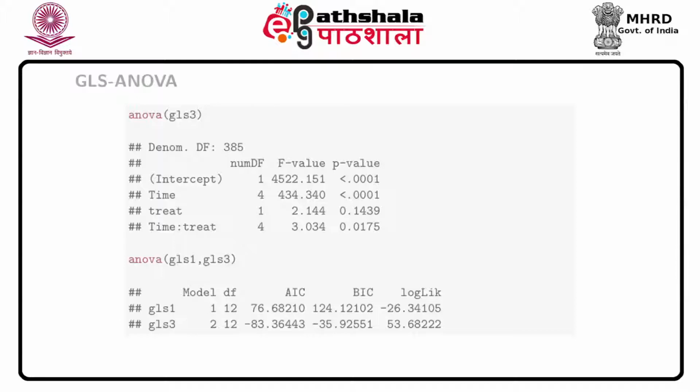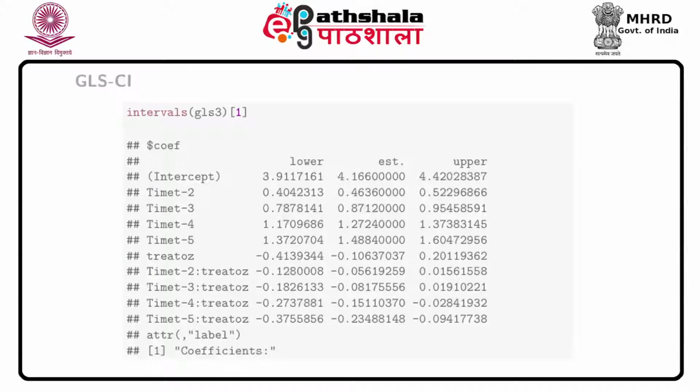Also, I can use the ANOVA function for comparing models, so GLS1 and GLS3. If we have to choose between exchangeable and AR1, which one should we choose? Definitely we are going for GLS3. Reason? It has a lower AIC or a higher log likelihood.